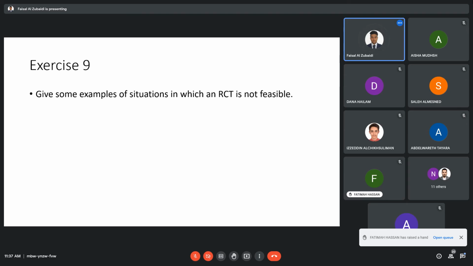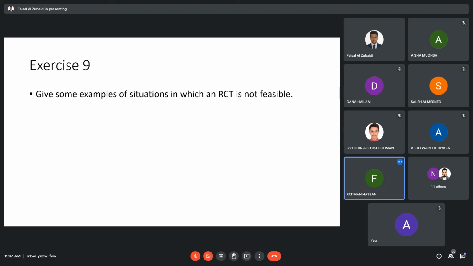Fatma, you can answer. I think if there is any harm for people. Exactly. We cannot harm people. We cannot give them a study based on smoking, using drugs, or any other thing that we can consider illegal or unethical in practice.